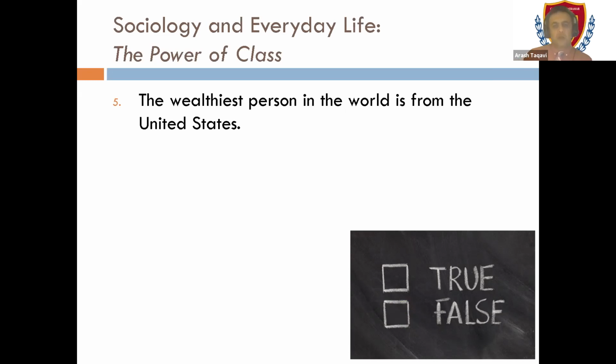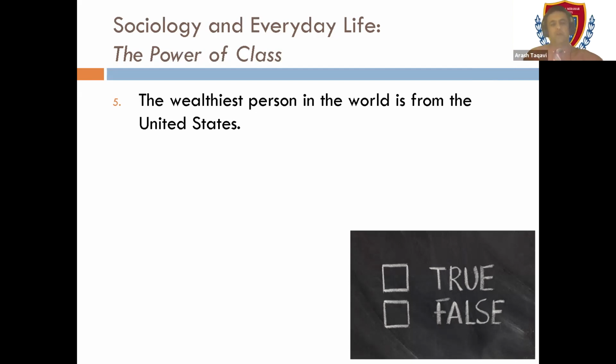The wealthiest person in the world is from the United States. Who is the wealthiest person just now? The guy from Tesla? Jeff Bezos or Elon Musk? Or Donald Trump? No, it's not Trump. Trump is not, I think, at the ranking of 15, maybe 50. Jeff Bezos. Elon Musk. Bill Gates. Not Bill Gates. Warren Buffett. No, it's the guy from Amazon, Jeff Bezos.